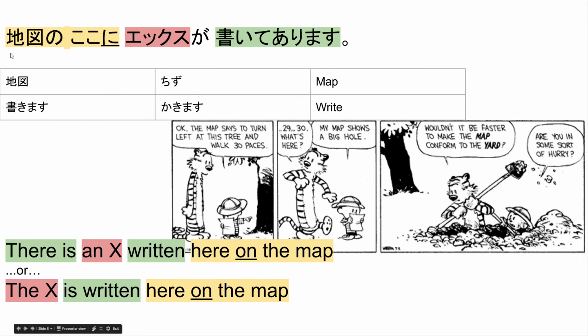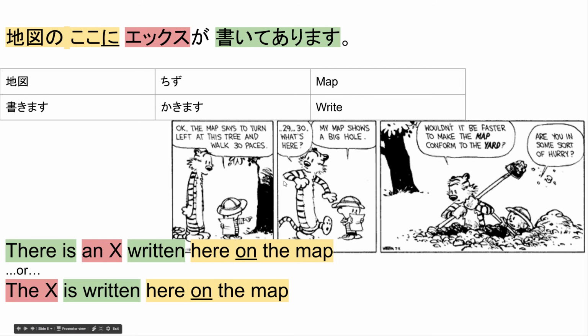So chizu no koko ni, here on the map. So the map's here, and then the ni particle tells us the on. On the map's this location. X ga, so X is what's written. X ga kaite arimasu, has been written or is written. There is an X written here on the map.